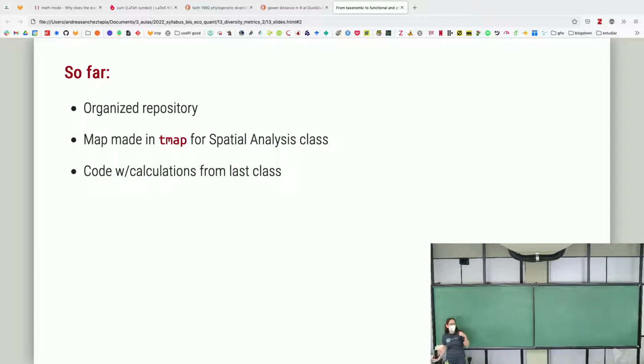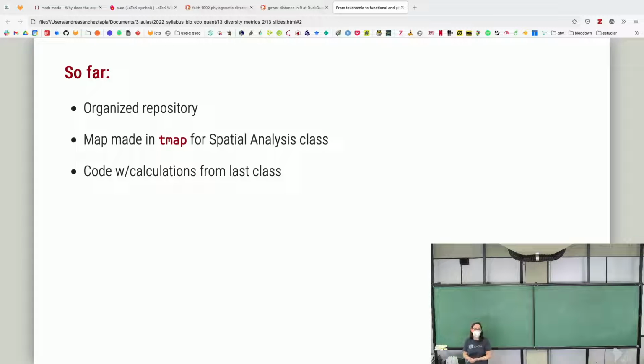So basically, so far, your repositories should be organized. I had told you about a map made in TMAP for the spatial analysis class. And we had some code with calculations from last class that was mostly in the notepad, but I also expect this to be in the repo. During the week, Sarah and I will be checking the repos, because we are talking about evaluation for you all. And in this class, of course, what we want you to know how to do is creating repos, updating them, organizing your work.